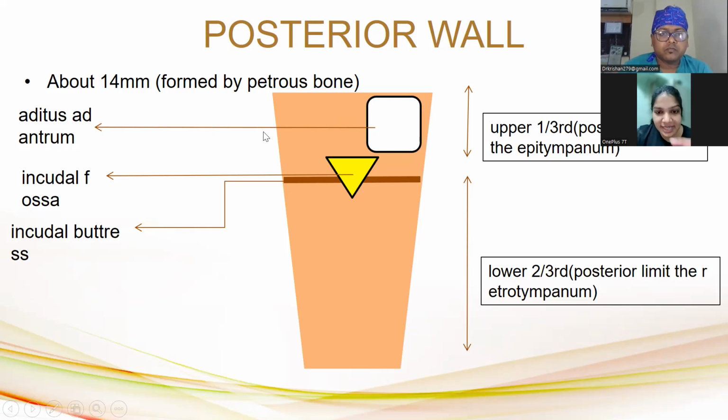Also, see in the diagram how clearly it shows the aditus ad antrum, incudal fossa, and incudal buttress. These three parts are formed in the posterior wall of the middle ear. The upper one-third is the posterior limit of the epitympanum, and the lower two-thirds is the posterior limit of the retrotympanum. It is also very important because this aditus ad antrum plays an important role in the spread of infection from the epitympanum into the mastoid air cell system. Okay.